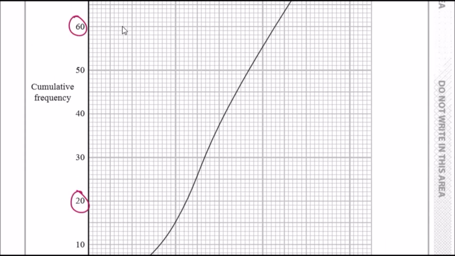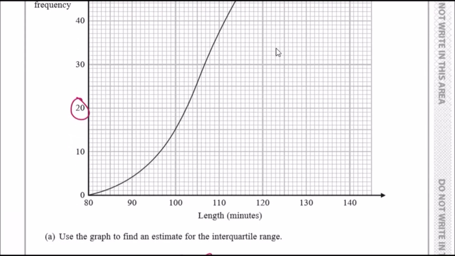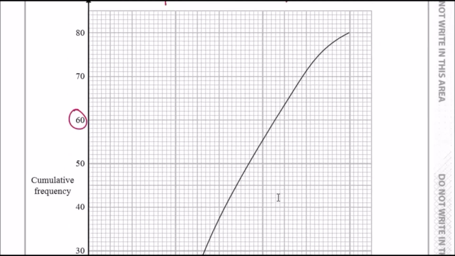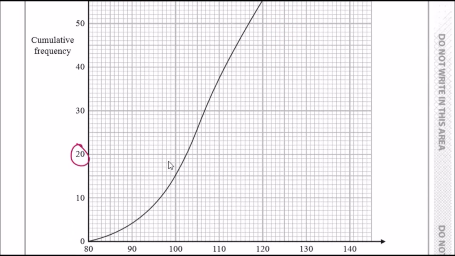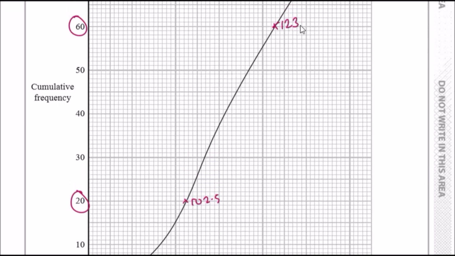So we're going to try and find the actual difference. All you have to do is go across this line, hit the 60 value and see what value that is. According to the graph, if you look carefully, it checks out at 123. Let's make a little point there. Now, as for 20, if you go across, it looks like it's bang in the middle between 100 and 105. So I'll say about 102.5. Always mark this down. And therefore the IQR is just 123 take away 102.5.